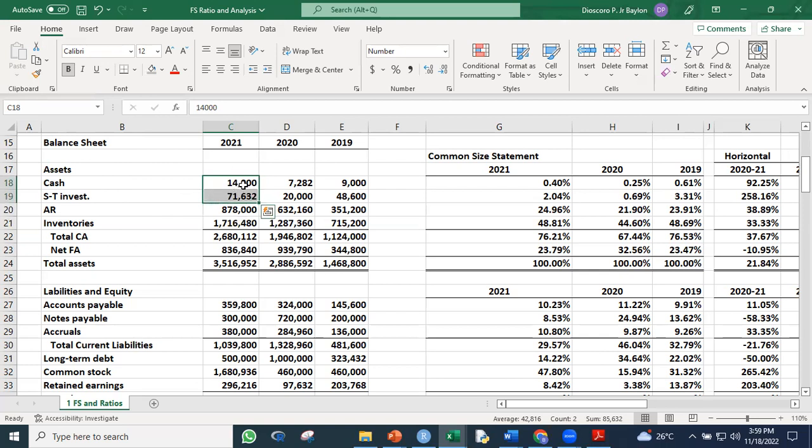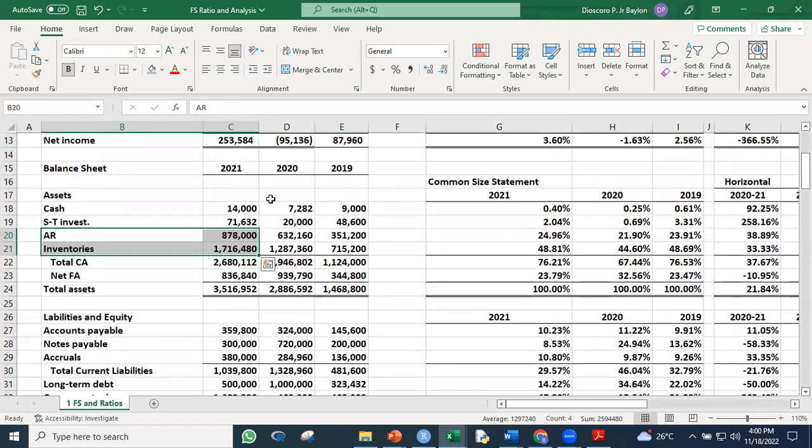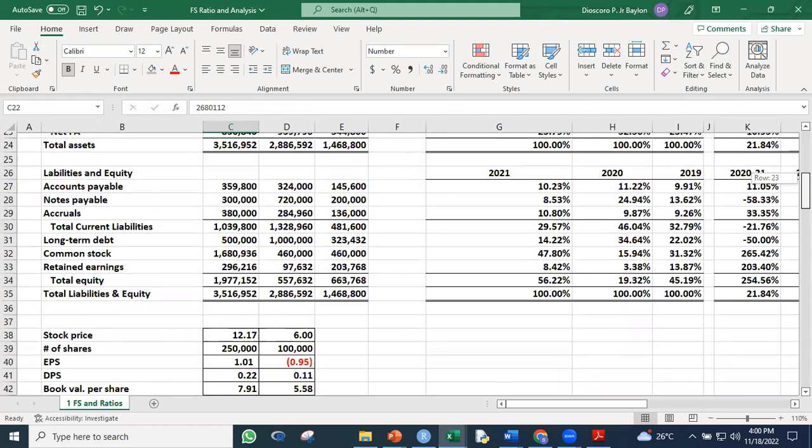The cash is definitely cash; you can use that to pay. Short-term investments can easily be converted into cash. But if the AR and inventories of the company are problematic, then that's difficult, because their liabilities are 1.039 million, and this is the only part we're sure will become cash. If the AR and the inventories are problematic, then the company may have problems paying off its current liabilities. So the lesson, guys, is that although we're just looking at current assets, we also look at their composition.